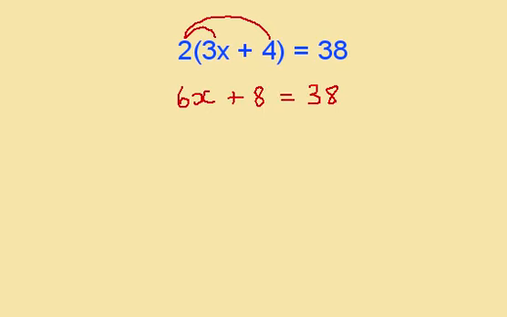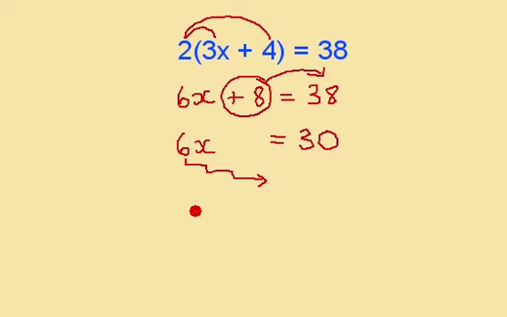I've now got a question that looks like the ones we've just been doing. We've got a floating ping and we've got an escalator. So floating ping the +8, it becomes -8. So I've got 6x equals 38 minus 8 will give me 30. Then escalator, the 6 goes down the escalator. So I've got x equals 30 divided by 6, which gives me 5.